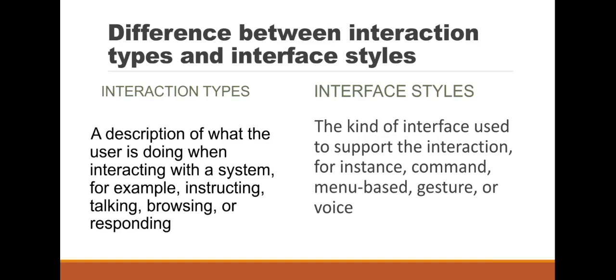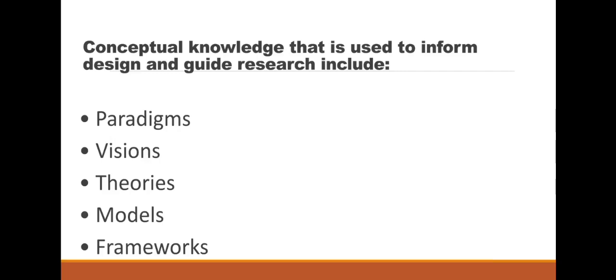Difference between interaction types and interface styles. Interaction types: a description of what the user is doing when interacting with a system, for example, instructing, talking, browsing, or responding. Interface styles: the kind of interface used to support the interaction, for instance, command, menu-based, gestures, or voice. Conceptual knowledge that is used to inform design and guide research includes paradigms, visions, theories, models, and frameworks.